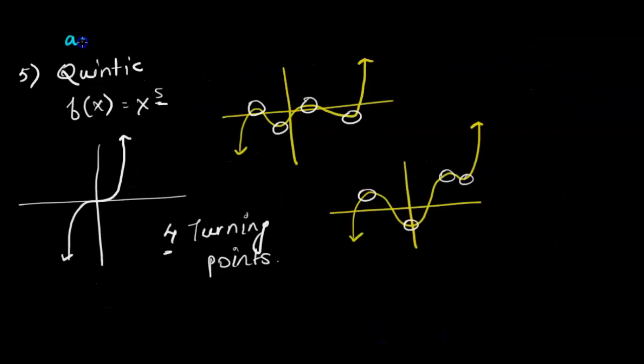Similarly here it's a positive leading coefficient. When it comes to a negative leading coefficient, this would be flipped around. So this down part will go up and the up part will go down. And this is how the graph is going to look.